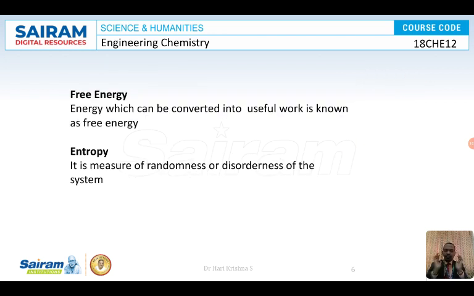Any substance is associated with a definite amount of energy, which might be internal energy or external energy. Any energy which can be converted into usable work is known as free energy. So what is entropy? Entropy is the randomness or disorderliness of the system.